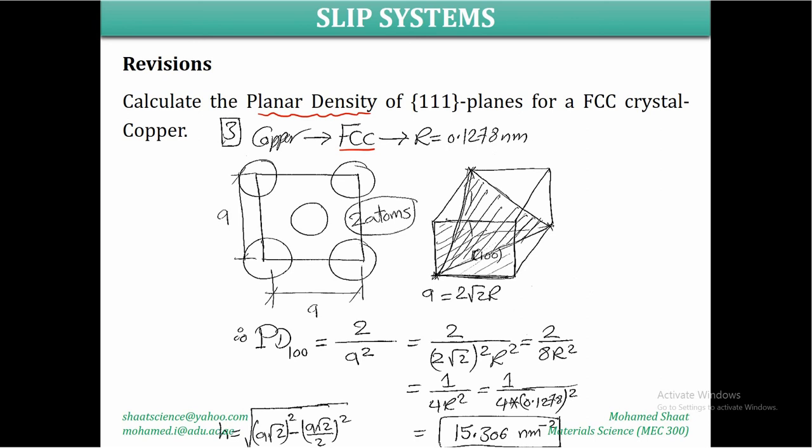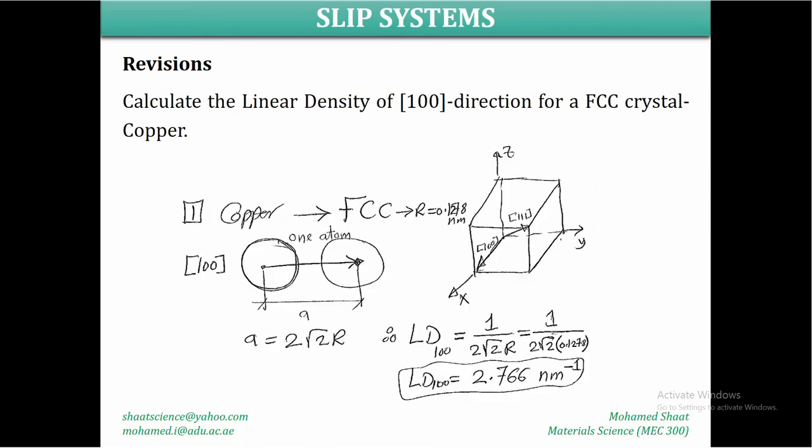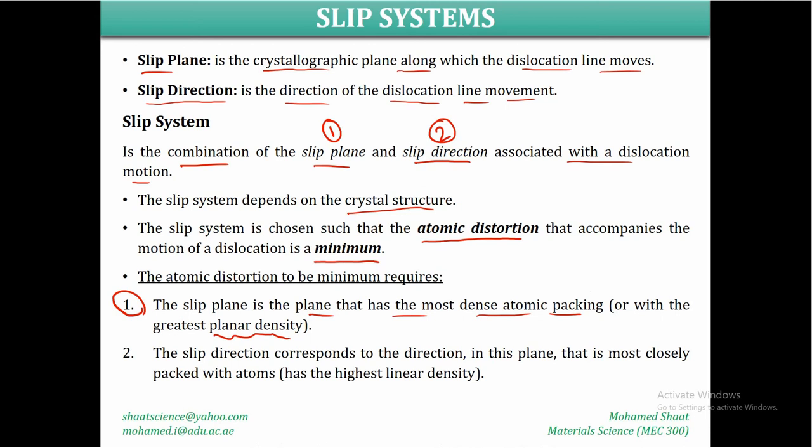This requires that you investigate the planar densities of all of these different planes and identify the largest planar density, and this plane with the largest planar density definitely is going to give you the slip plane. So this is the first condition. How can we identify the slip plane? It is the crystallographic plane, of the many crystallographic planes within a specific crystal structure, that has the most dense atomic packing, and this is the one with the largest planar density.